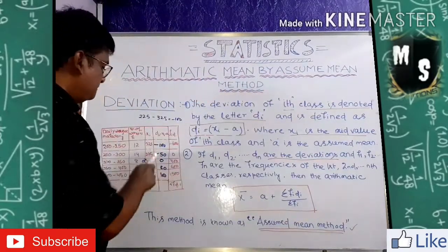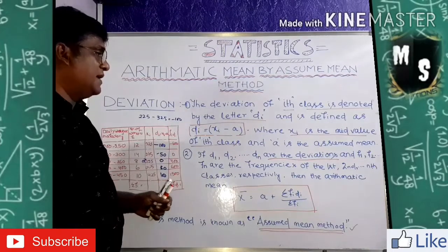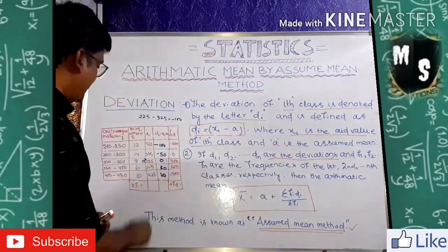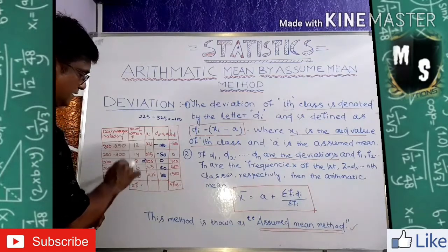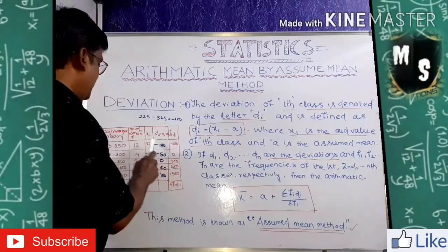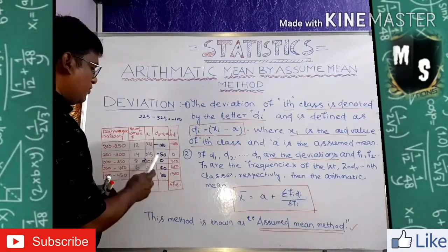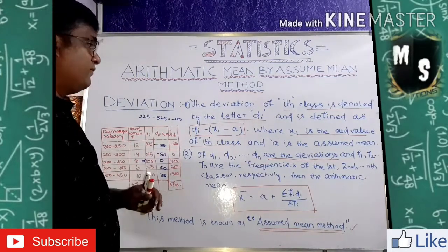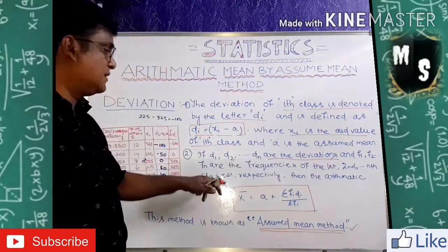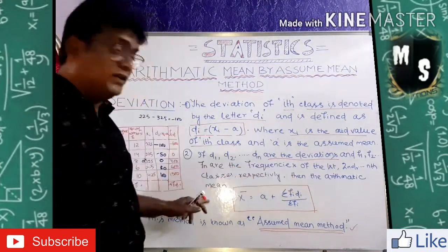So let it be D1, D2, like this Dn are the deviations, and F1, F2 up to Fn are the frequencies. This is the frequency column. Like that, a lot of frequencies are there: for D1 it is F1, for D2, F2, like this. Then what will happen? The frequencies of the first, second, and nth class, respectively. Then the arithmetic mean, look at it.